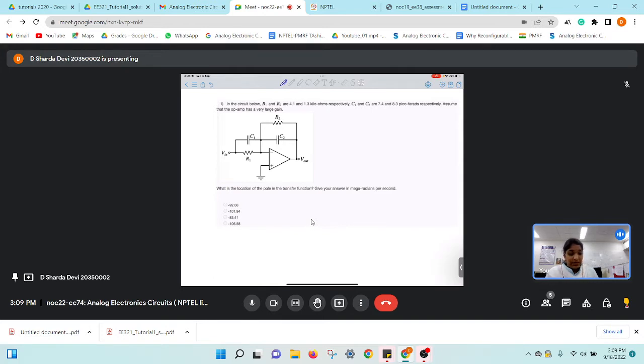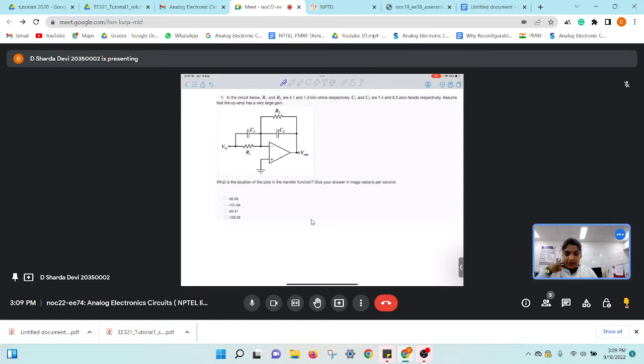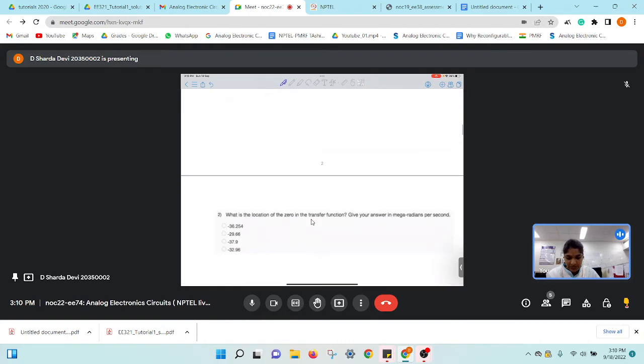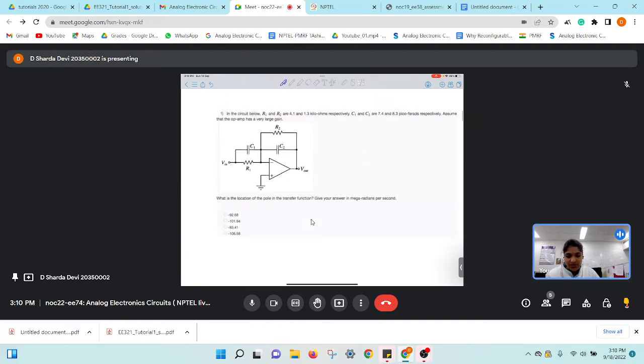Alright, so quickly starting with today's session. This is the first question we'll be solving. There is a circuit consisting of R's and C's, where all the components have their corresponding values, and we have to find the location of the pole. The next question asks for the zero of the transfer function. So first of all, what will be the transfer function for the circuit?